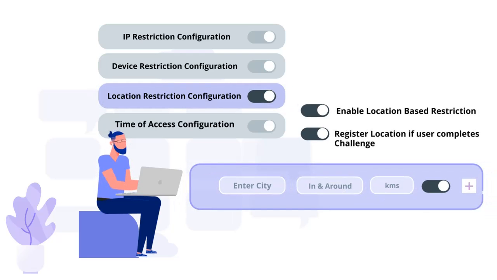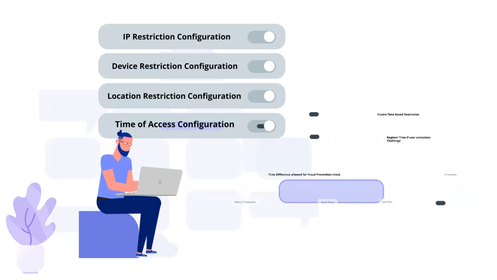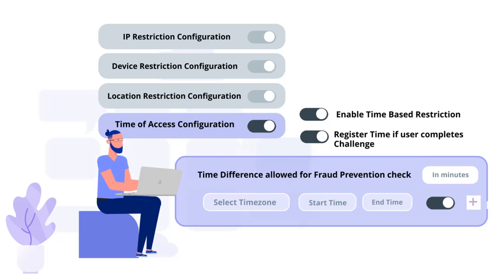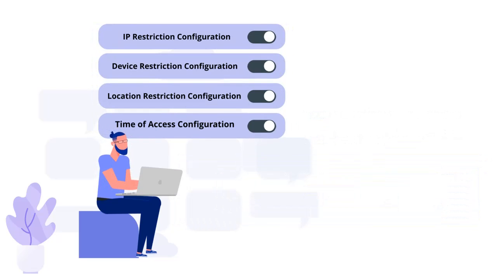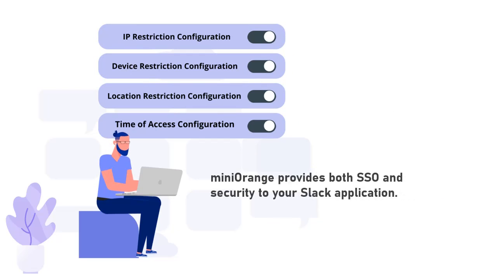Location-based restrictions by configuring a list of locations where we want to allow end users to either log in or deny, and time-based access restrictions for your applications, where admin configures a time zone with start and end time for that time zone, and users are either allowed, denied, or challenged based on the condition in the policy. Depending on your use case, miniOrange provides both SSO and security to your Slack application.